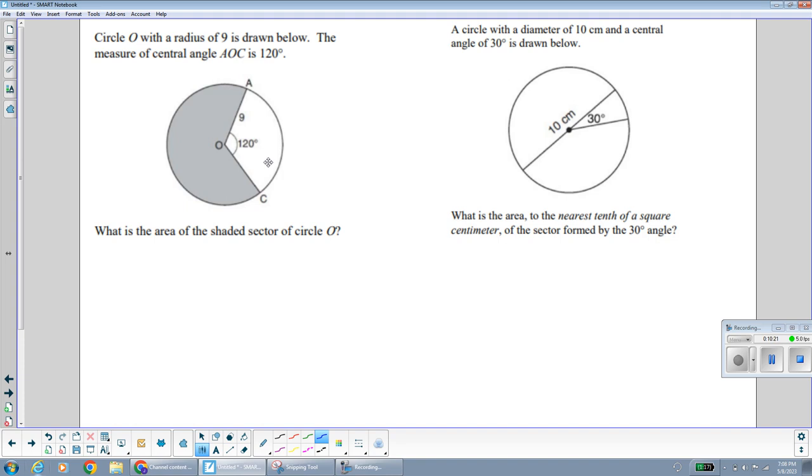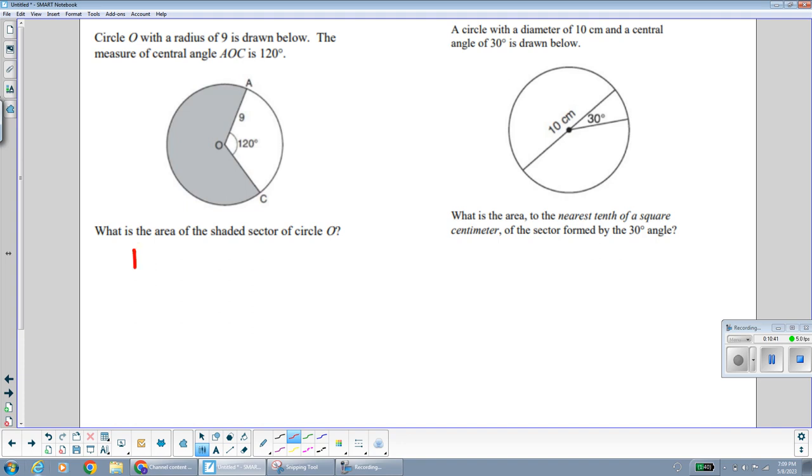So over here in this example, they give us circle O, and we're told that it has a radius of 9. And we're given that the central angle is 120 degrees. And we need to find the area of the shaded sector. So of this circle sector, the circle slice over here.